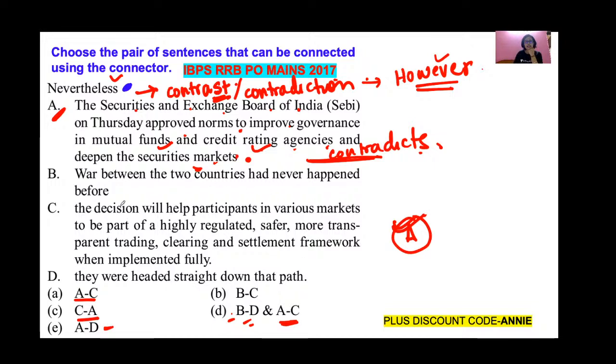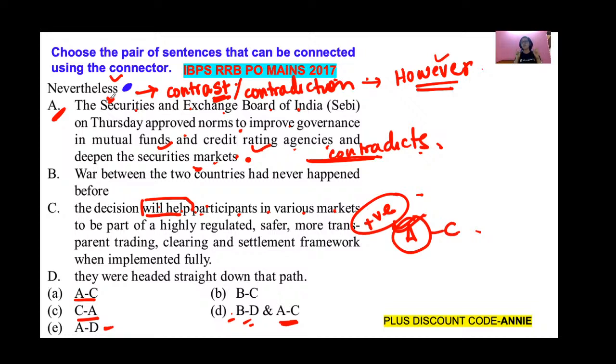Okay, let's see. The decision will help. AC says the decision will help participants in various markets. So the decision is going to help. So this is not a contradiction because this is positive. It is going to help. It has proved to be helpful. That's why AC cannot be connected with nevertheless.